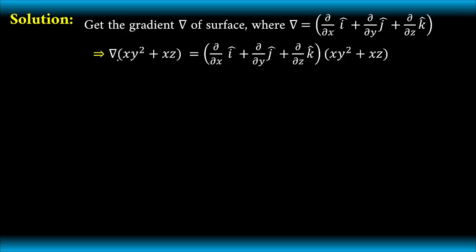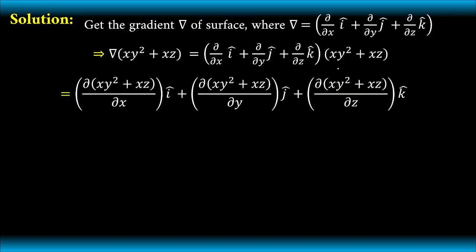So we apply this gradient operator to xy squared plus xz. We have partial with respect to x, i hat, this is the gradient operator, plus partial with respect to y, j hat, plus partial with respect to z, k hat, times this one. This is the equation of the surface: xy squared plus xz. And then just like last time in part 1, we have to distribute these things.